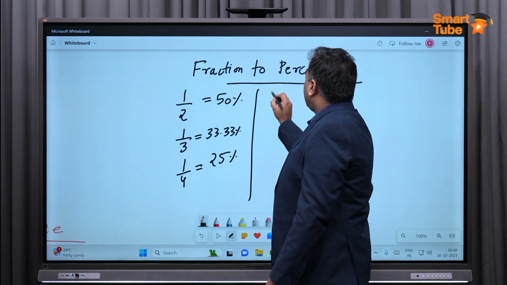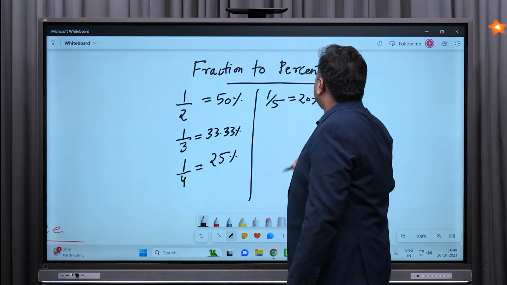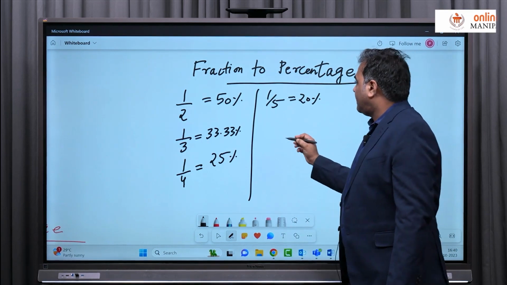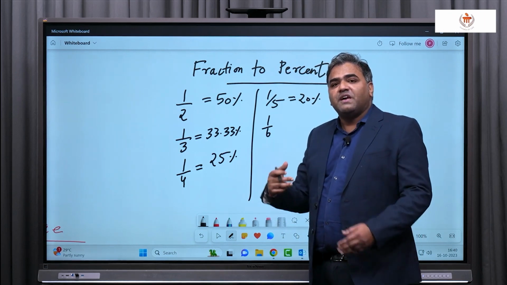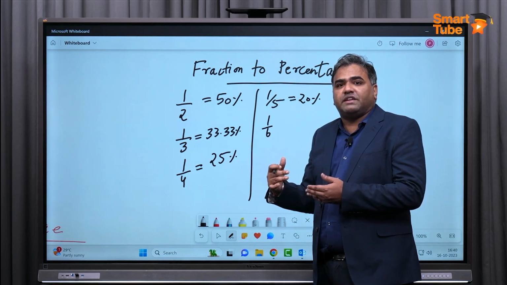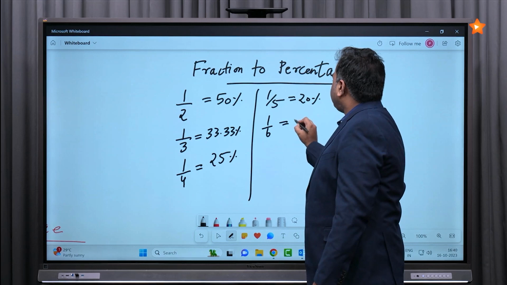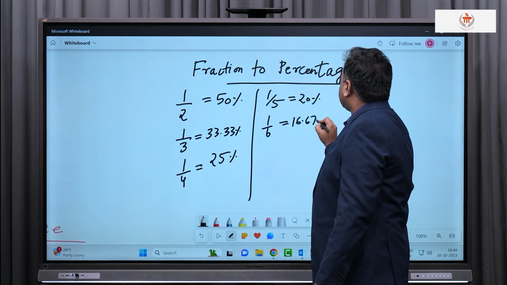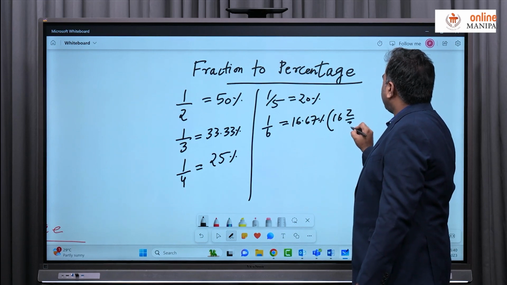Now 1 by 5 in terms of percentage would be 20%. Clear? Multiply with 100. Then 1 by 6. Now 1 by 6 will be a problem for you, because when you multiply 1 by 6 with 100, you will get 50 by 3. Now how will I do this? 50 by 3. For the time being, I'm telling you, you can memorize this. This is 16.67%, or you can write it as 16 2 by 3%.